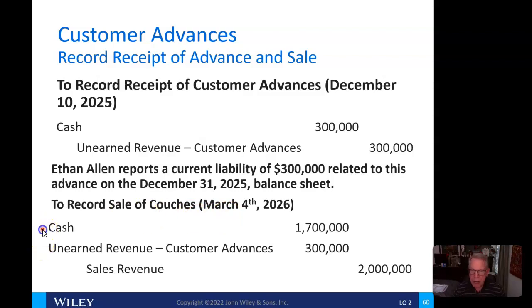It gets the remaining $1.7 million in cash. It's going to zero out the unearned revenue, customer advances liability for $300,000, this same $300,000, and credit the full $2 million of sales revenue.